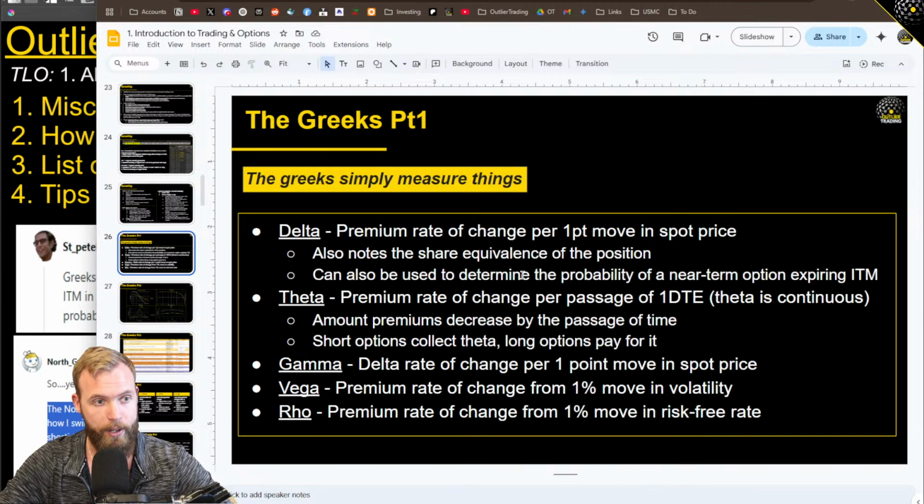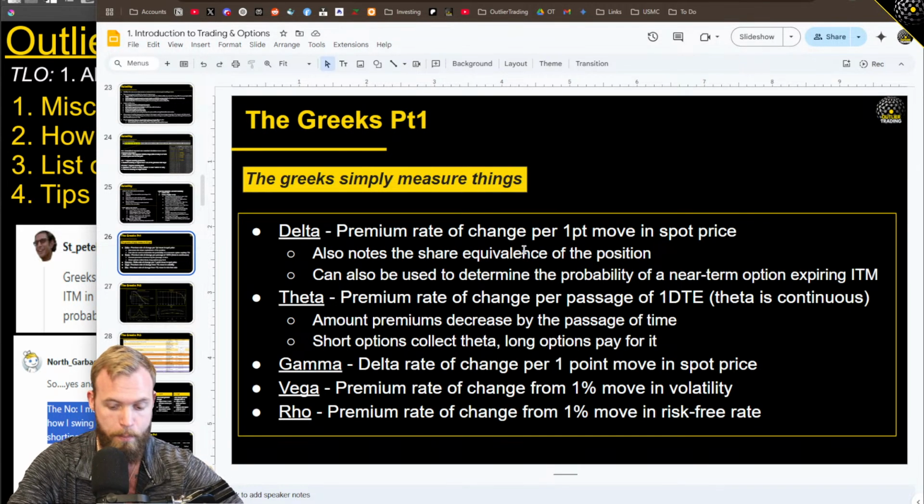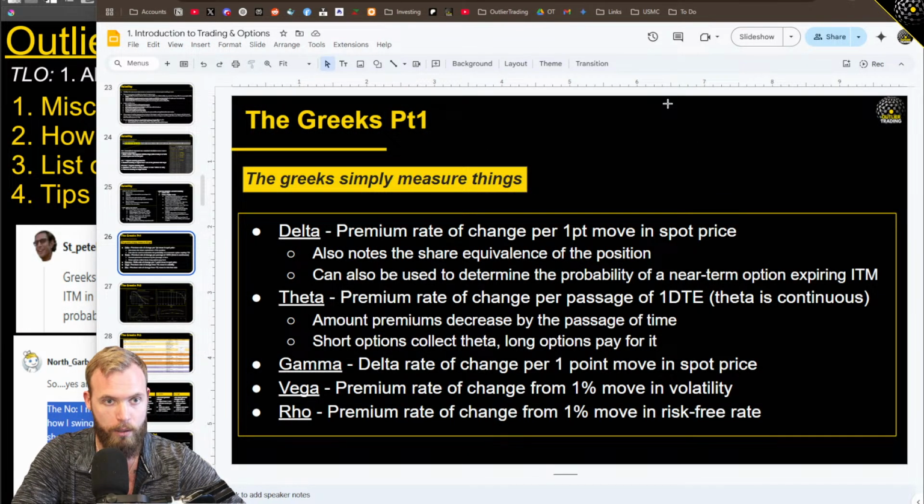So the way to think about the Greeks is they give us a lens to measure different inputs that impact an option. Because if you'll recall, when we're talking about options, there's intrinsic and extrinsic value.